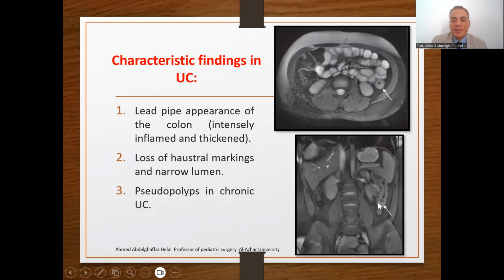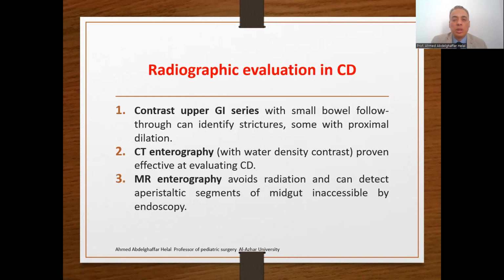In both sections, you can see that the lumen is very narrow, the wall is thick, and there is intense inflammation. This sign is called lead pipe appearance of the colon. Radiology in Crohn's disease includes contrast upper gastrointestinal series to detect small bowel disease, CT enterography, and MR enterography. MR enterography avoids radiation and can detect the presence of an aperistaltic segment of the midgut that is affected by the disease.